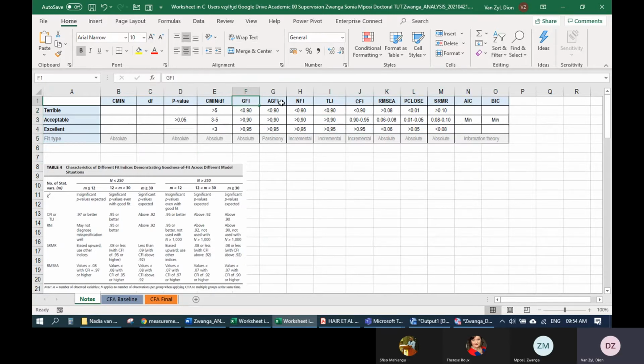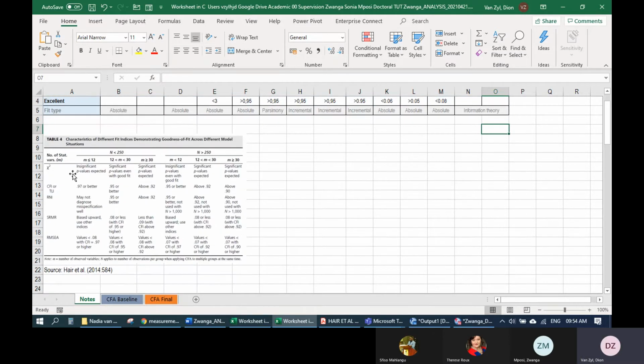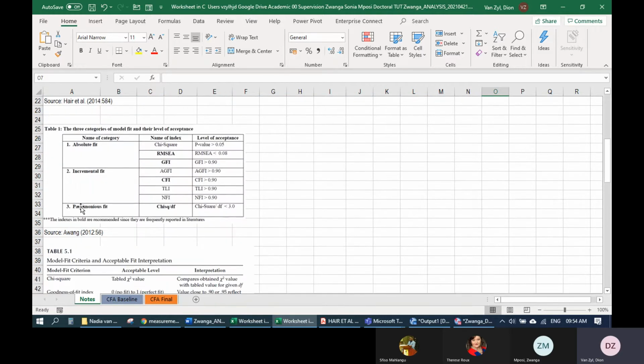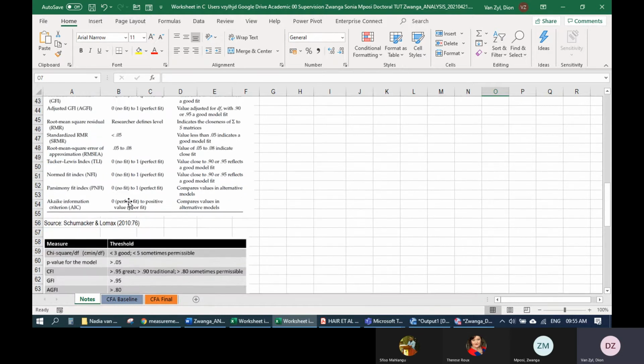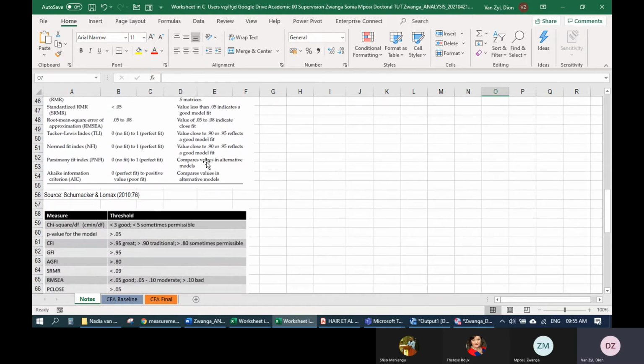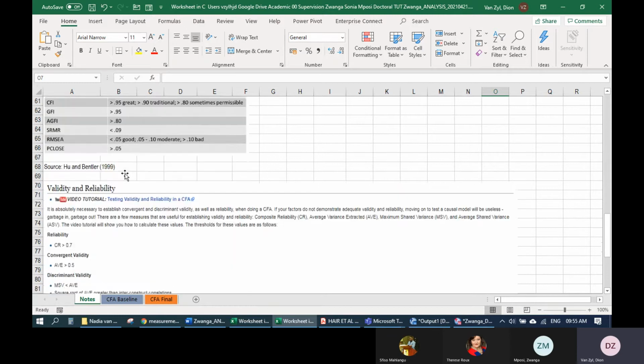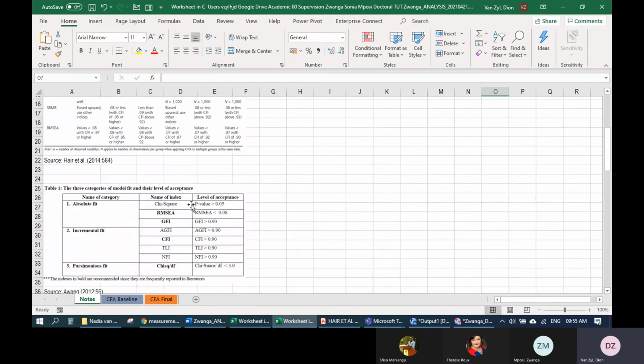You've got your global fit index, your adjusted global fit index. You've got your Tucker-Lewis, your RMSEA, and each one of these looks at your model from a different perspective. It is not necessary to report on all of them. Find a source. For instance, here says, look at these 4 only. If you look at Awang, he says, only report on these. If you look at Schumacker, he says, these are a sample. Hu and Bentler. So there's different perspectives on this.